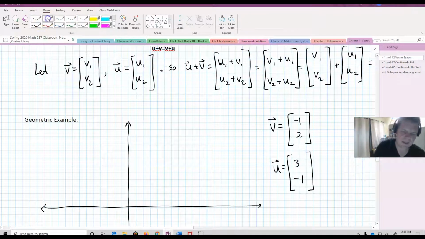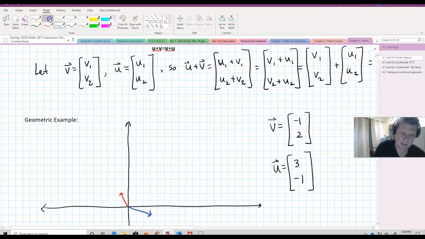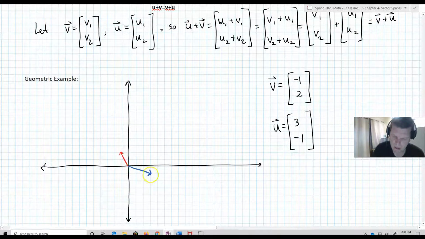So let's take red, and that's -1, 2. And then we will take 3, -1. So if I do v plus u, there are our two actual vectors. Well, let's say, for example, I take first u plus v. U plus v will look like this. We go out to the end of u, and then we add v, so that's going to be -1 and up 2. So it's going to go here.